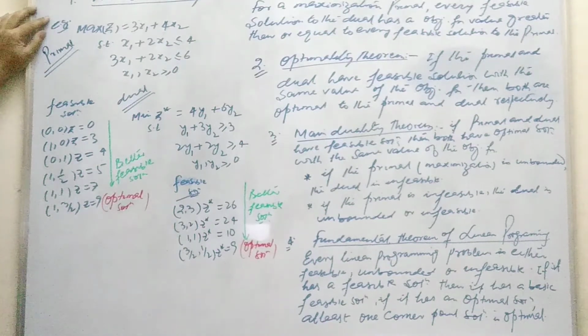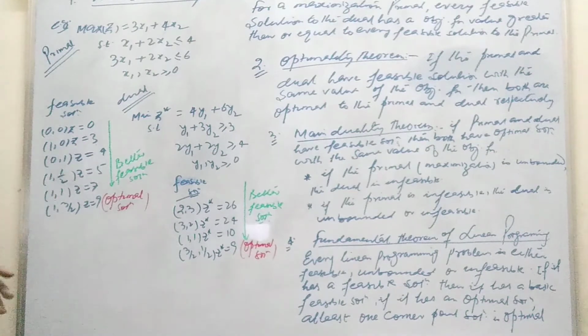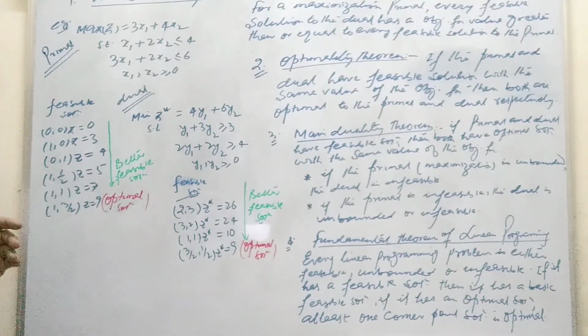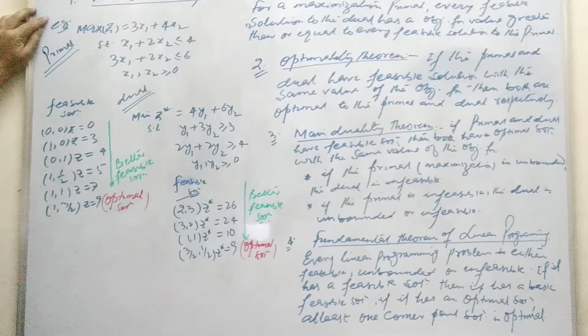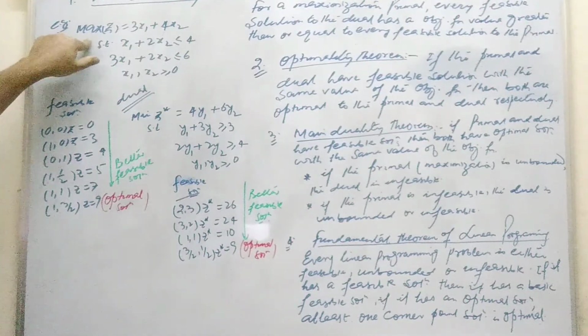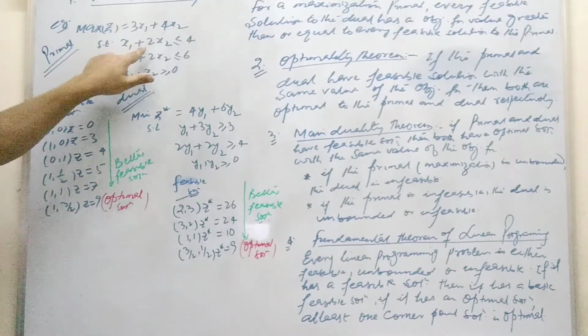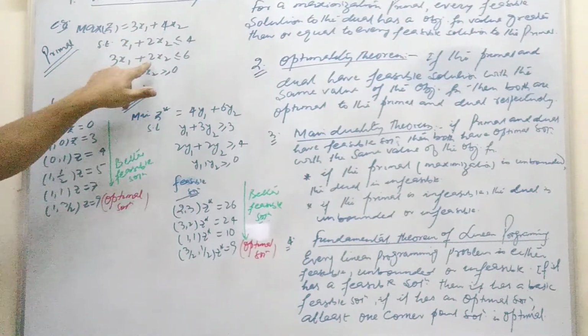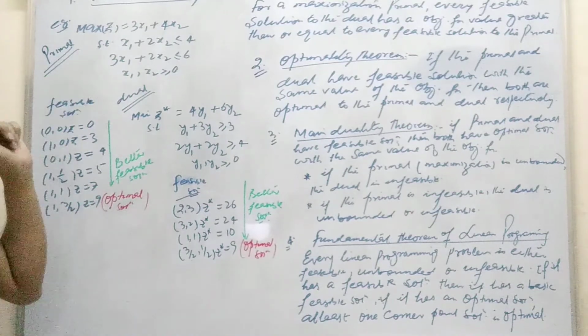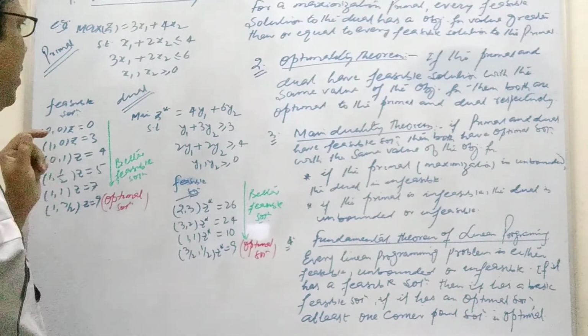I have taken one very basic example, and this example has already been used for different types of questions to change from primal to dual and for different applications. But here you can see I have taken a maximization type of objective function, 3x1 plus 4x2, subject to x1 plus 2x2 less than or equal to 4, 3x1 plus 2x2 less than or equal to 6, and x1, x2 greater than or equal to 0.